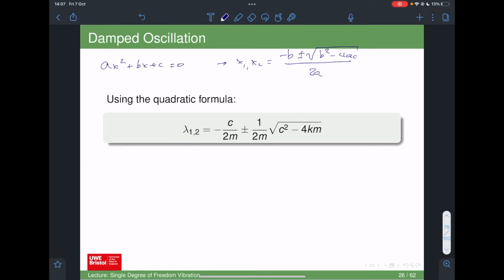So anyway, you end up with the quadratic formula. Here the c was the bit in front of x, lambda, so obviously that's minus c. So minus c in there, and then we've got our c squared minus 4km. Well, there's our b squared minus 4ac, and then over 2a, which is 2m. And there's the plus and minus.